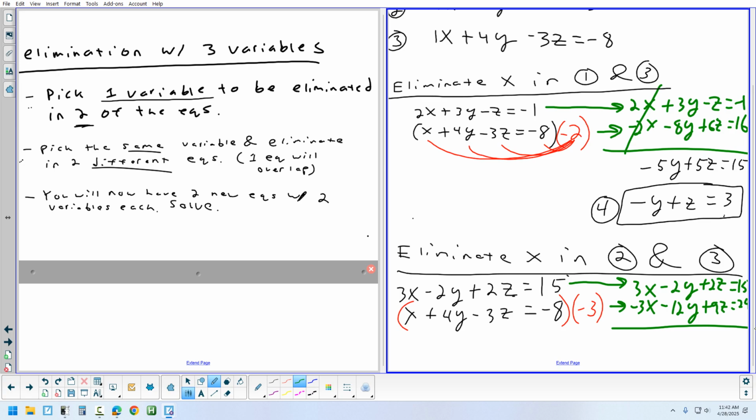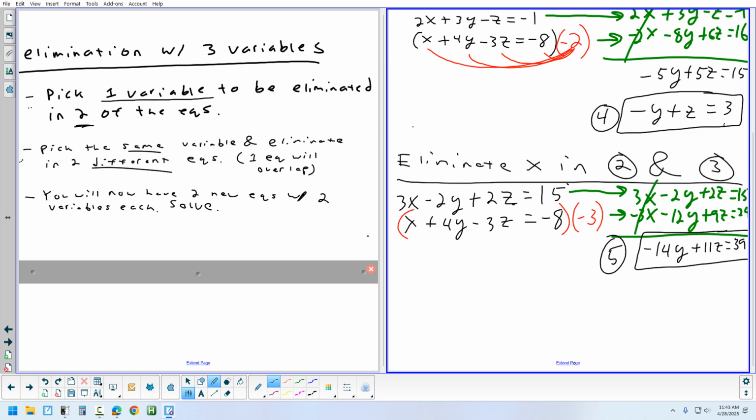Okay, add them up. What's going to cancel? X's are gone. What's negative 2y minus 12y? Negative 14y. What's 2z plus 9z? 11z. And what's 15 plus 24? 39. There you go. That is equation 5. So even though we don't have any answers to the problem yet, in terms of the amount of work, we're more than halfway done all the work.